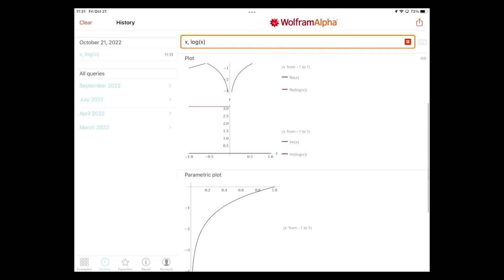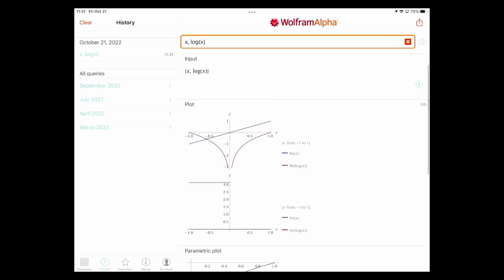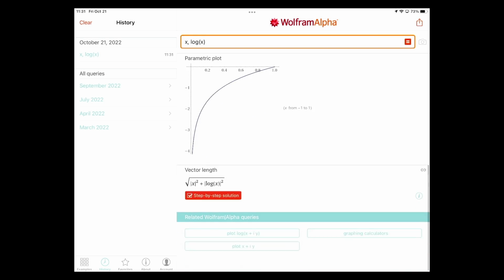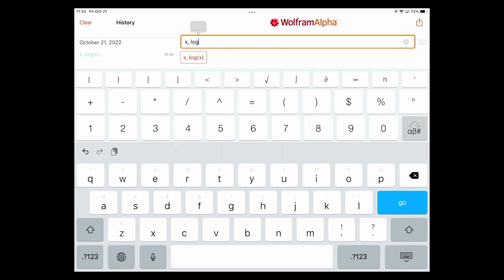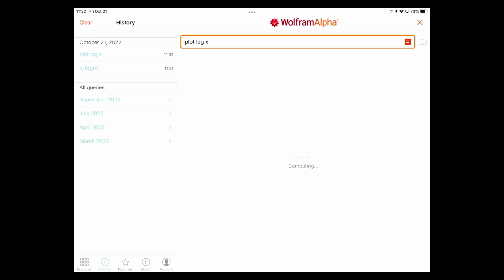Okay, so there on the graph. Oh, it's done. It's done as a parametric plot. That's not what I want. We'll just do the log by itself.